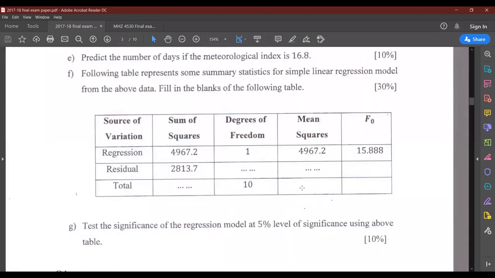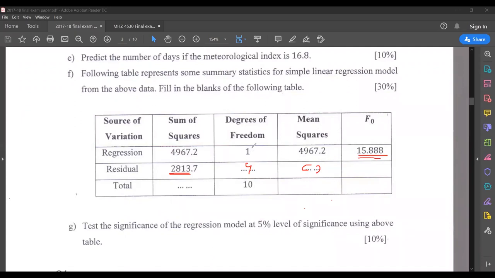How do we calculate F naught in the ANOVA table, right? To calculate F naught from the ANOVA table, you have the mean squares, right? So one mean square is 4,967.2. The other mean square value you can calculate. How do you calculate the other one? I already said the idea. You have to divide 4,813.7 by 9, and find this value. After finding both mean squares, you just divide the residual mean square, that is 4,967.2, by the second one. Then you will get the F naught value, 15.881. Okay.